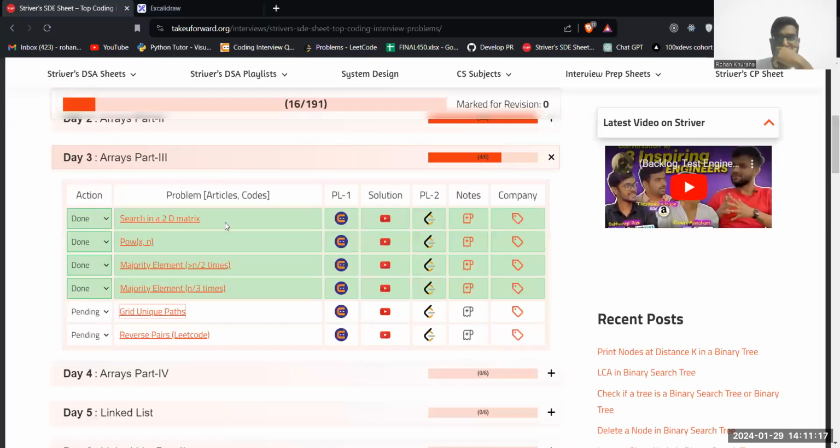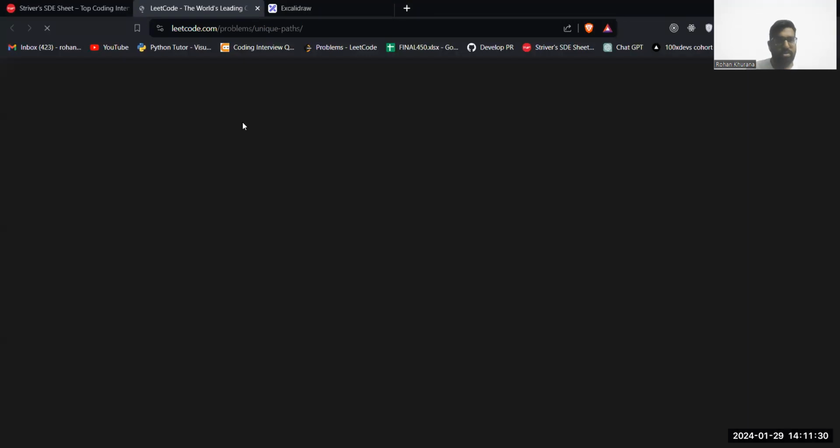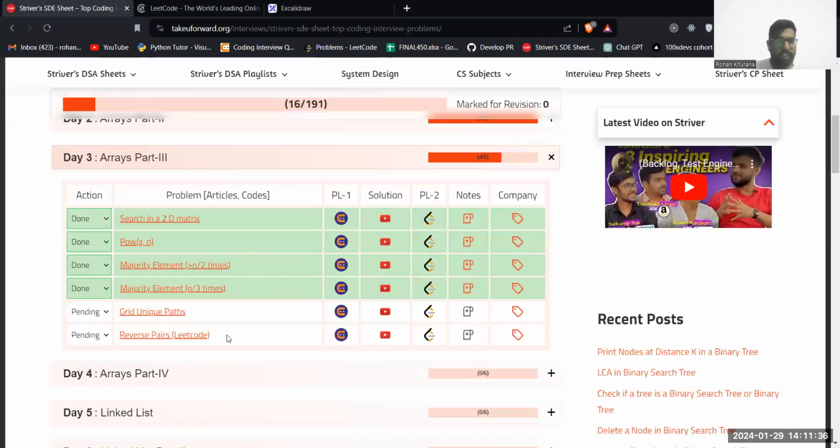Hello everyone. Today we are on day 17 of our DSA challenge, and the question that we're going to solve today is grid unique paths. I'm sorry, I haven't even opened the question yet. So this is how the question looks. Just let it load.